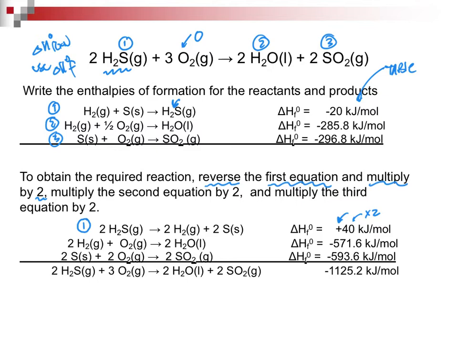Now you do this with each and every one. When I look at the next material, water, I see there are 2 of them. There is only 1 water as given. So what I'm going to have to do is multiply that second equation. I don't have to reverse it because water is a product. I just leave it by itself. So this value has come about by multiplying by 2. And there we have it right there.